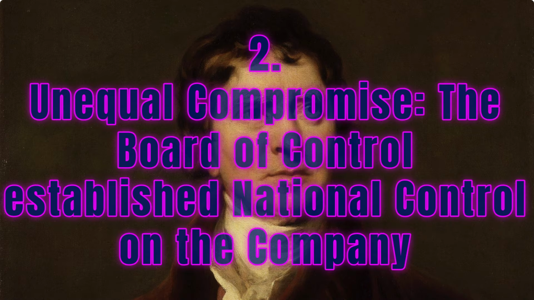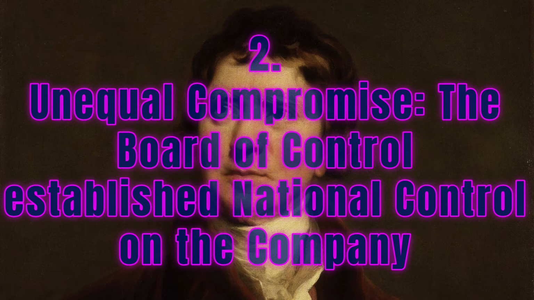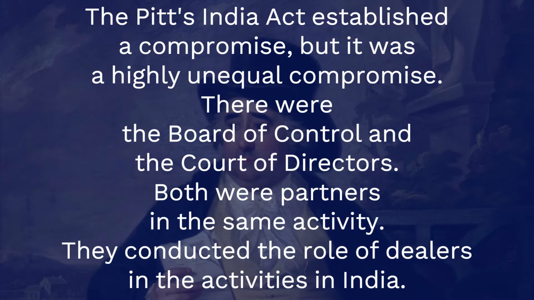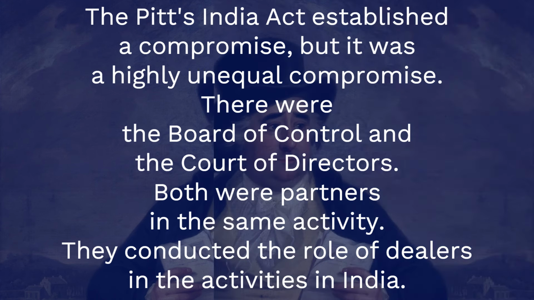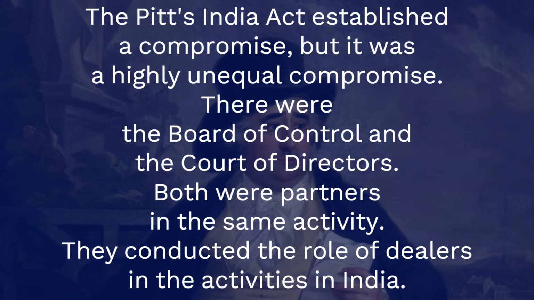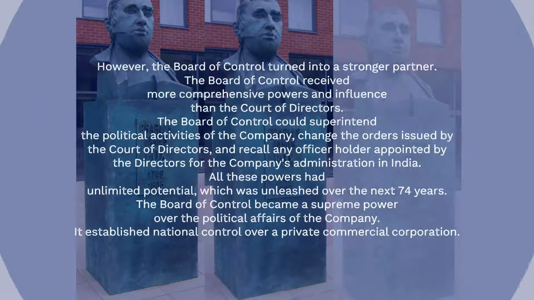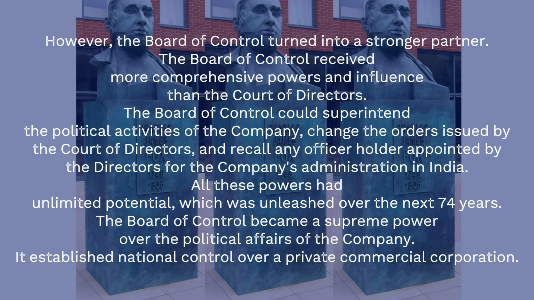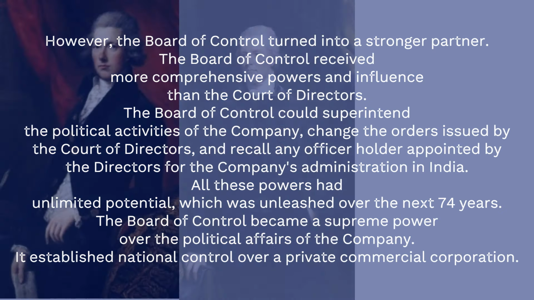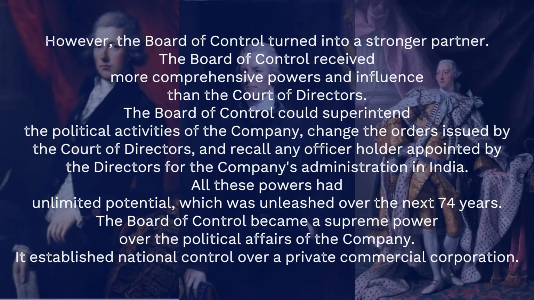2. Unequal compromise: the Board of Control established national control on the company. Pitt's India Act established a compromise, but it was a highly unequal compromise. There were the Board of Control and the Court of Directors. Both were partners in the same activity. They conducted the role of dealers in the activities in India. However, the Board of Control turned into a stronger partner. The Board of Control received more comprehensive powers and influence than the Court of Directors.